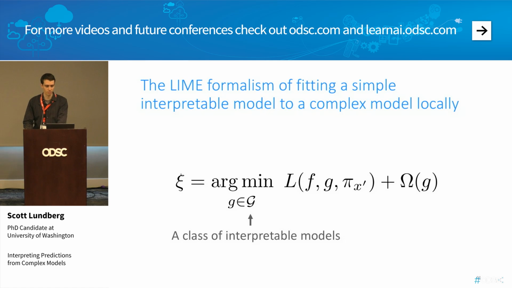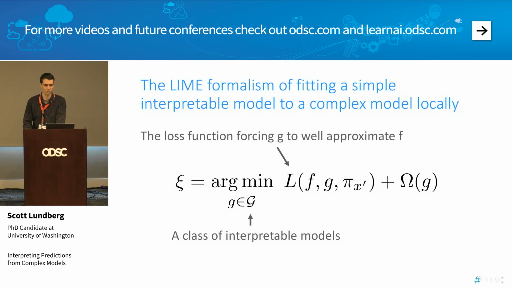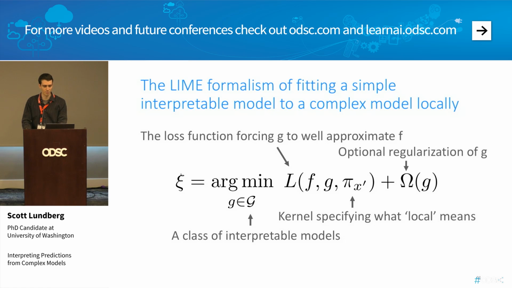So essentially, you're taking the minimum over some g. This is a class of interpretable models. They have a loss function that forces your g to well approximate f locally. And what does local mean? Well, it means that there's some kernel, pi x, that specifies locality. It's usually like some exponential kernel in your space. And then they optionally have some regularization parameters. So, okay, so this is LIME.